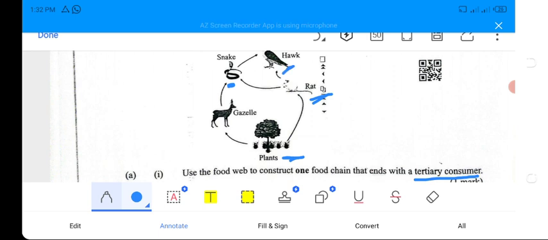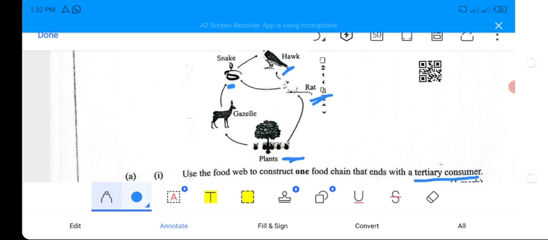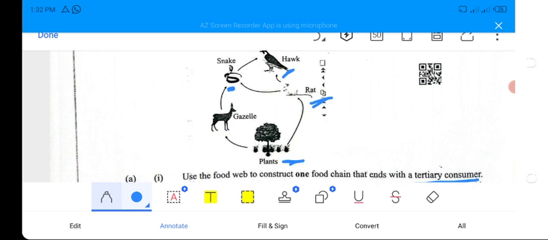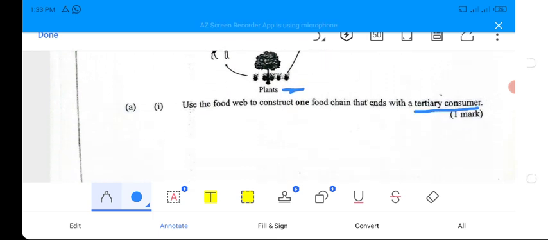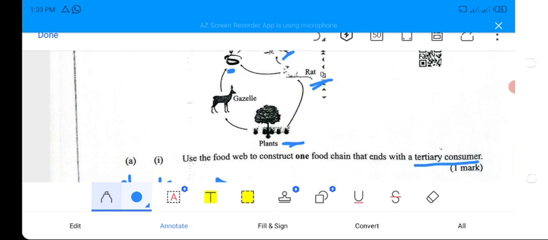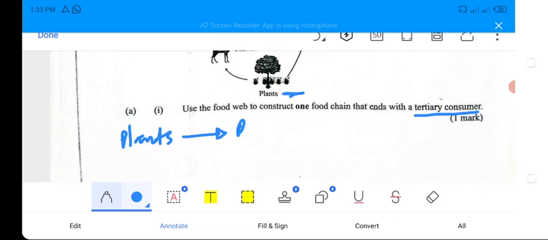So if you want to go with a route that ends with the tertiary consumer, we have to move from plant to rat to snake, then to hawk. Remember, the arrow points to the eater. So we shall start with plants, then an arrow. From plants, we go to the rat, which is the primary consumer.